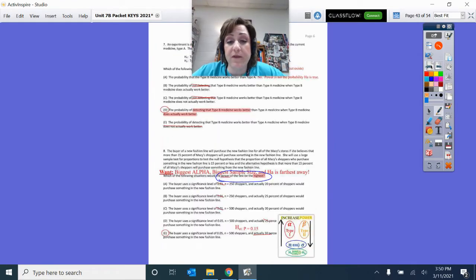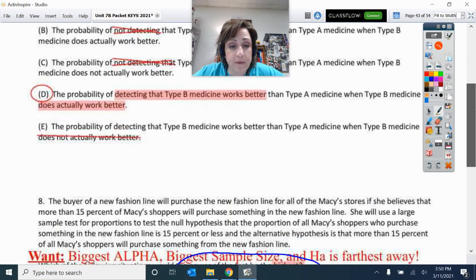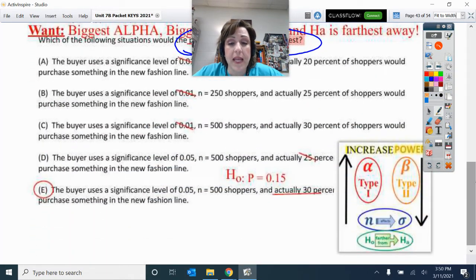So we go through and we find those highest alpha, highest sample size, and then here we're left down to D or E. And then this is when the effect size comes into play, because we were told in the prompt that the null hypothesis is 0.15. So we would want to find the one farthest away, the actual values farthest away, which is 30 as opposed to 25.